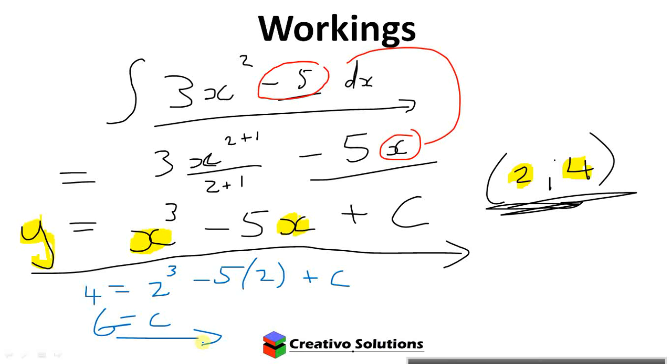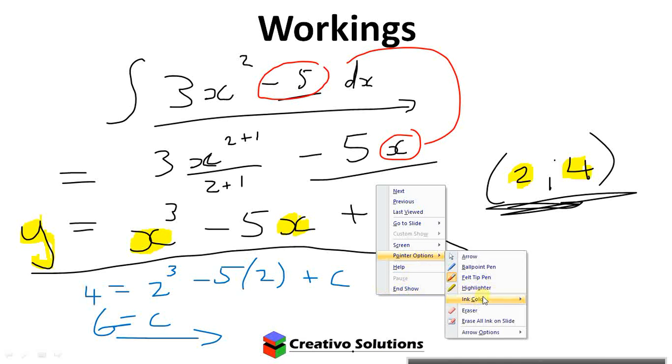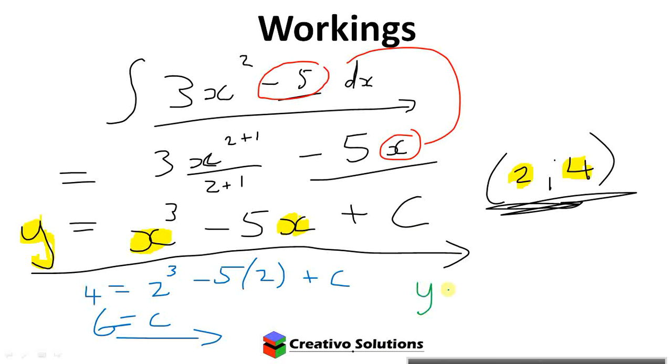Right, so is it possible now to write down the function? Yeah, so the final answer would be this: y equals x to the 3 minus 5x plus 6. Because now you know what the C is. And that's the final answer.